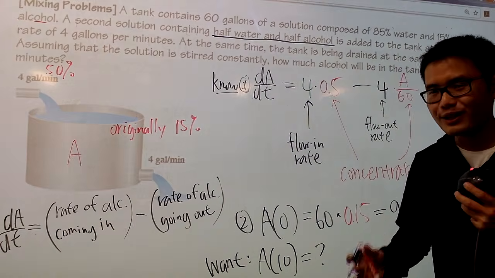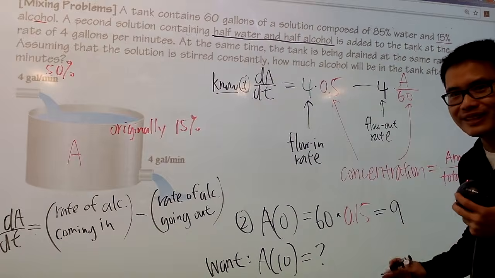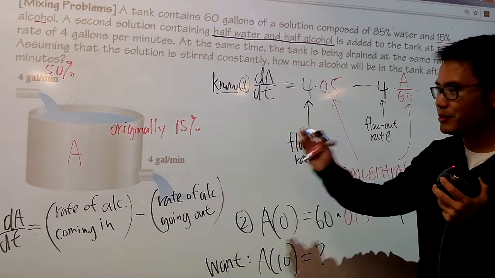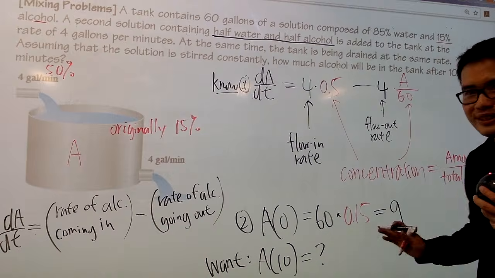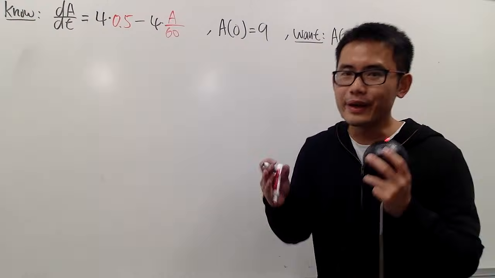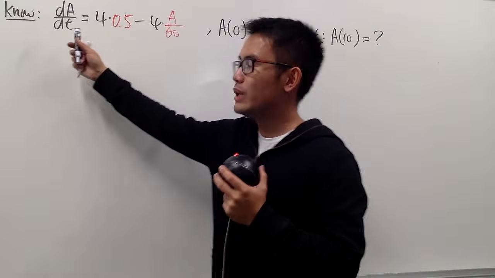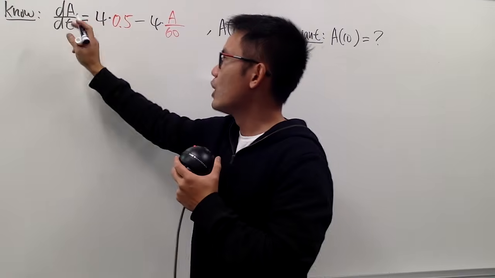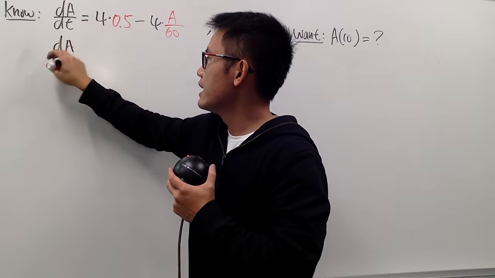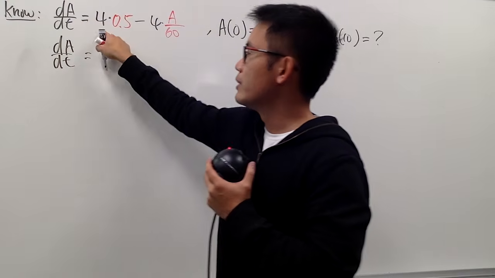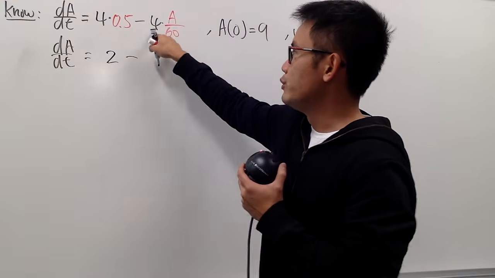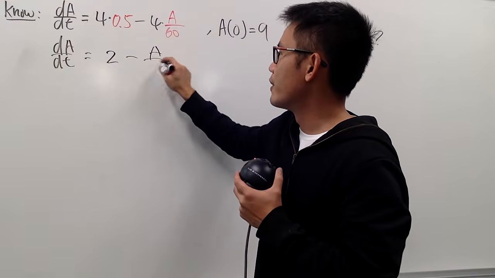Now, let's take a look at how we can actually solve this. But the most important part is, of course, the setup. So be sure you understand everything, all right? Okay, here is the solving part. Here we have this differential equation. Of course, let's multiply this and that, right? So we are talking about dA/dt equal to this times that. It's of course 2. And then minus, and you reduce the fraction, we get A over 15, right?